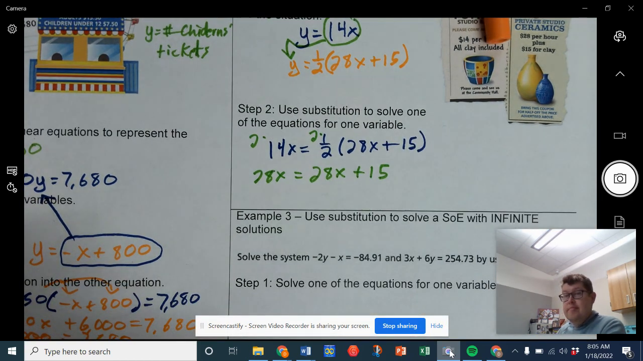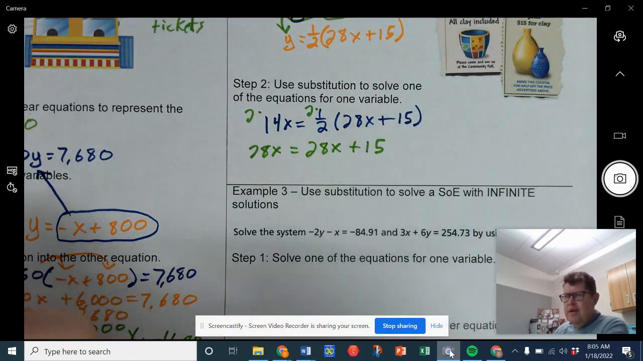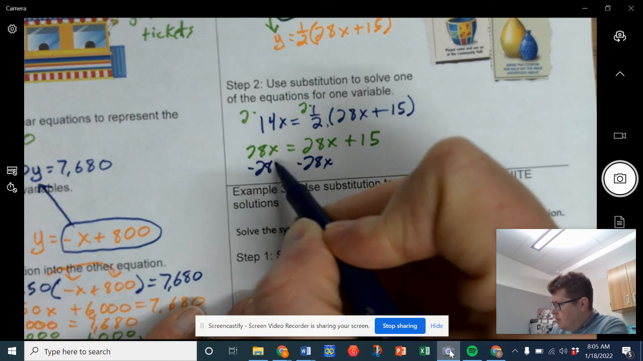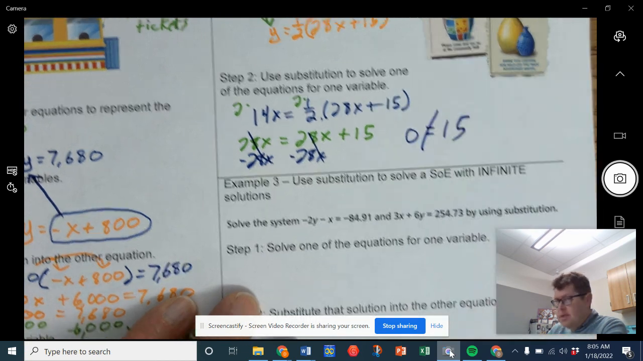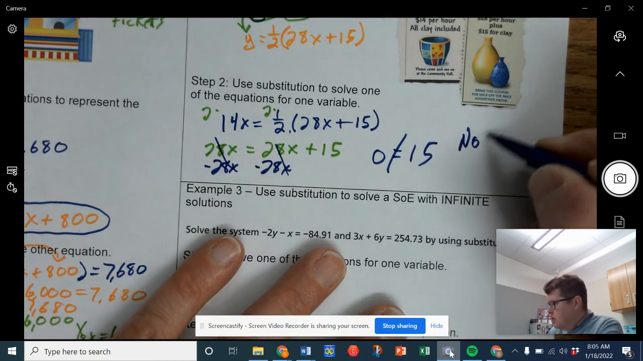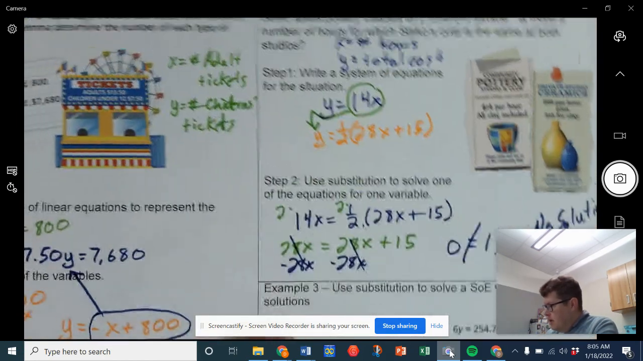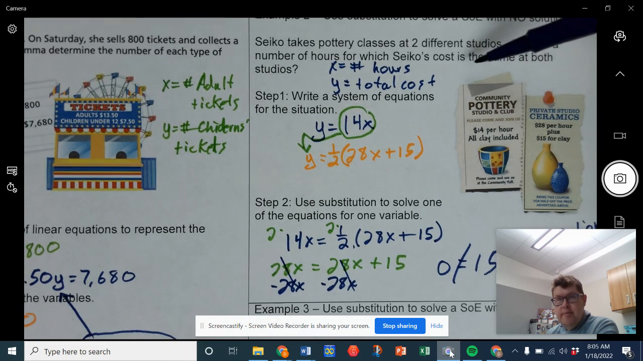You can see it's a little weird at this point, because we have 28x on both sides. So we'll take this 28x over here to combine our like terms, and we end up getting 0 equals 15, which is not true. So there is no solution to this. These would be parallel lines if you were to graph them. So there is not a number of hours for which Seiko's cost is the same at both studios.